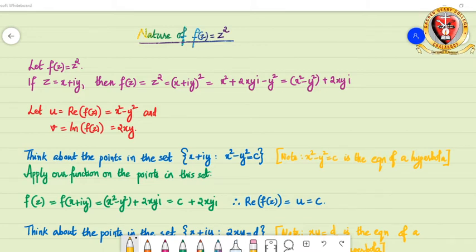which is analytic functions as mappings and Mobius transformations. As for an introduction, we are starting with finding the nature of the function f of z is equal to z square.